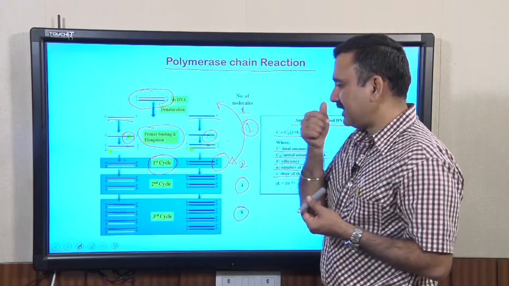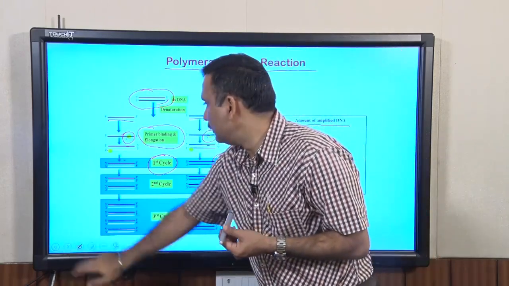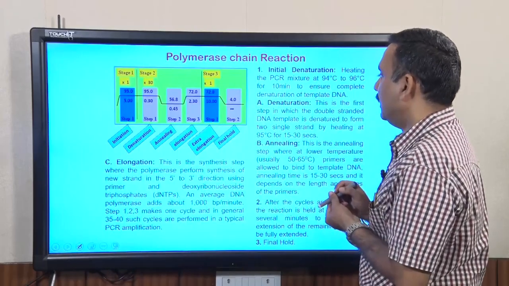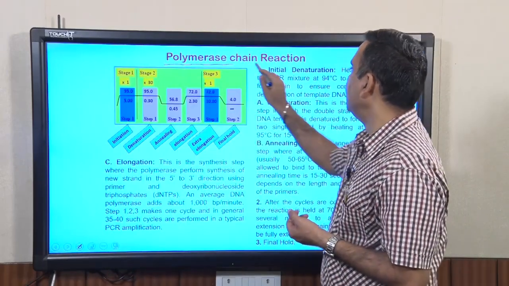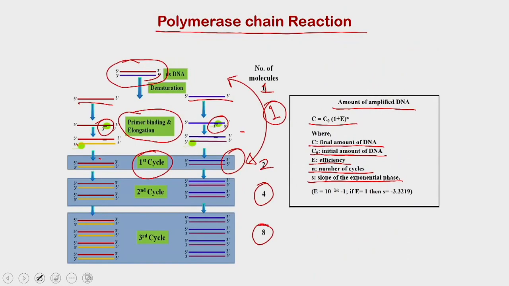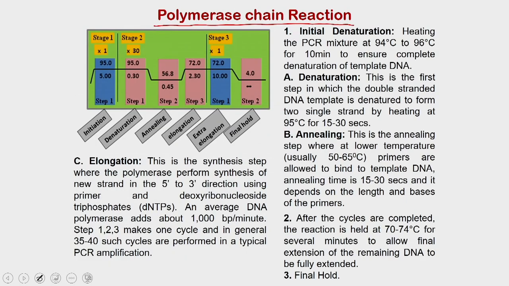So for doing a polymerase chain reaction, this is what you are supposed to do. In the polymerase chain reaction, we are doing the denaturation, primer binding and elongation, then the annealing and all those kinds of events. So these are the different events you have to do when you set up the PCR reactions.